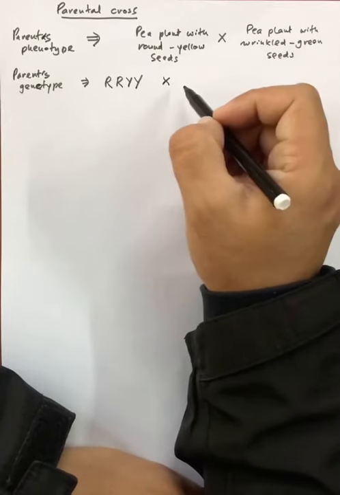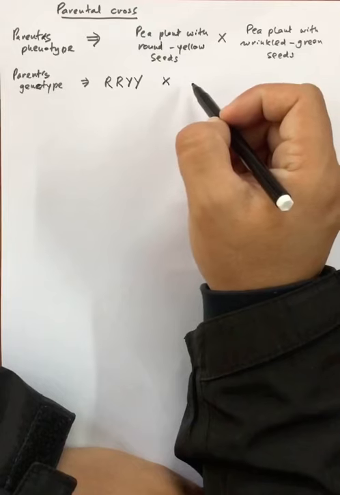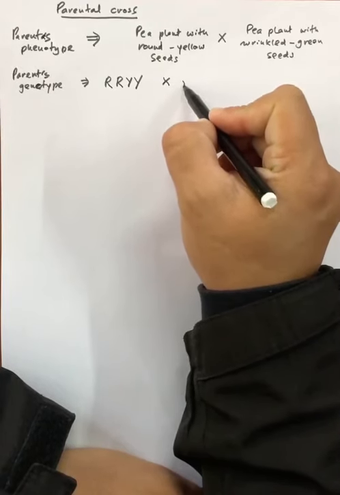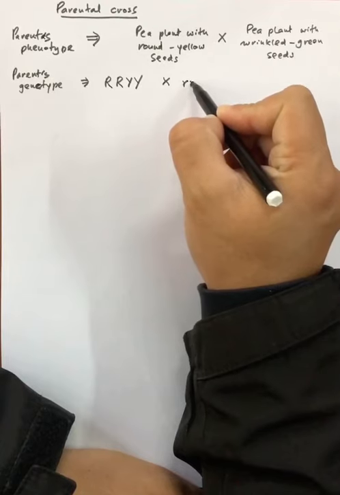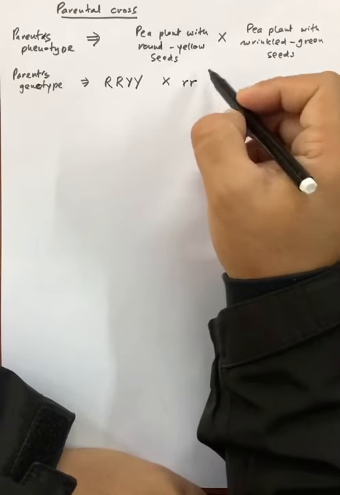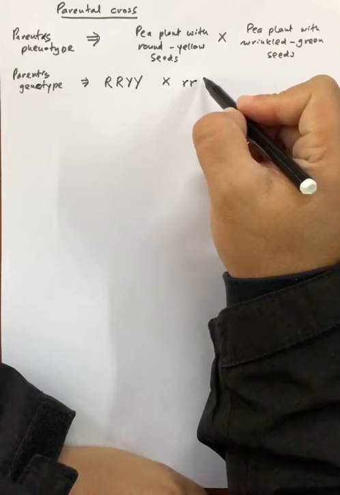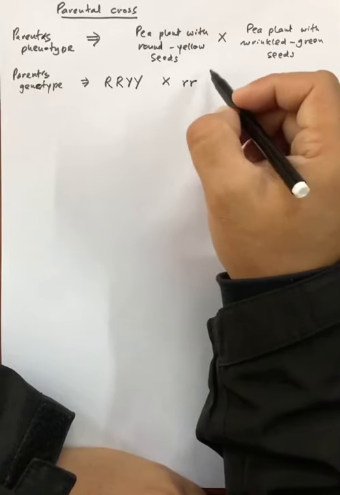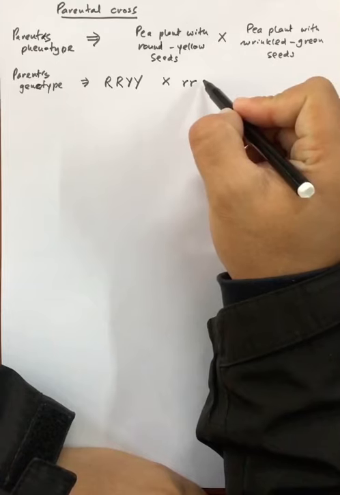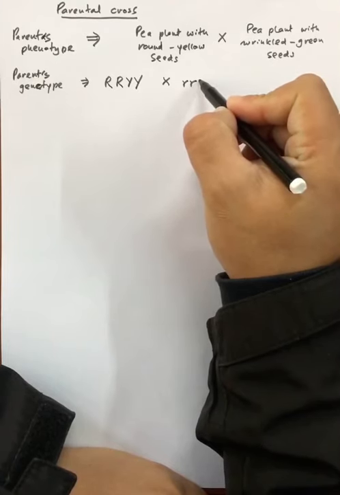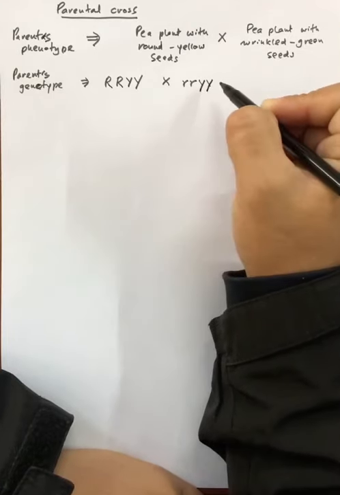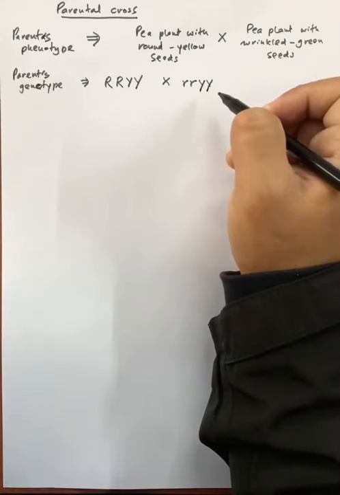The purebred pea plant with wrinkled green seed. Wrinkled shape is recessive, and purebred, so it is written with small letters. Green is also recessive, and it is purebred too, so it is written with small letters.